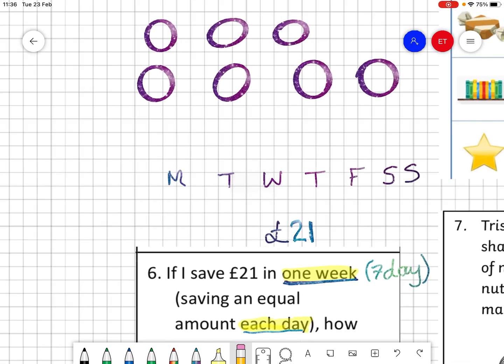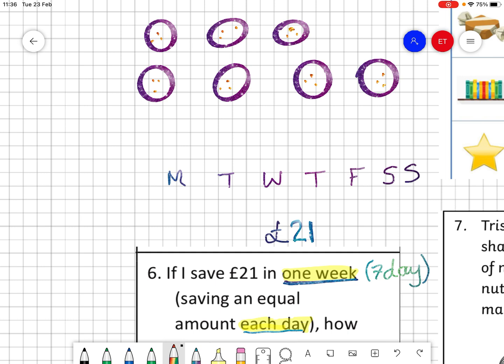Miscounted there. Right, so there's 7 pots, 1 pot for each day. So I'm going to share the 21 to work it out. So £1, £2, £3, £4, £5, £6, £7, £8, £9, £10, £11, £12, £13, £14, £15, £16, £17, £18, £19, £20, £21. So how many pounds did we put into the pot each day?